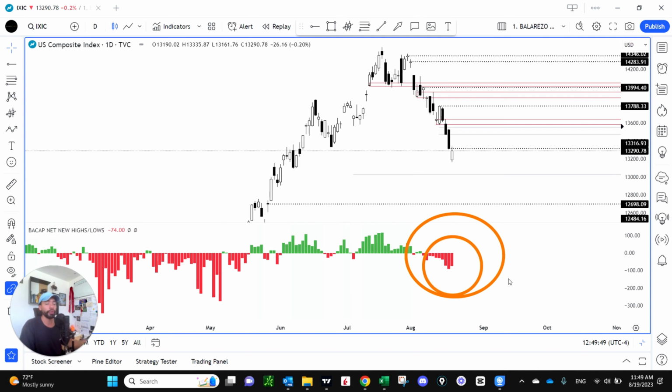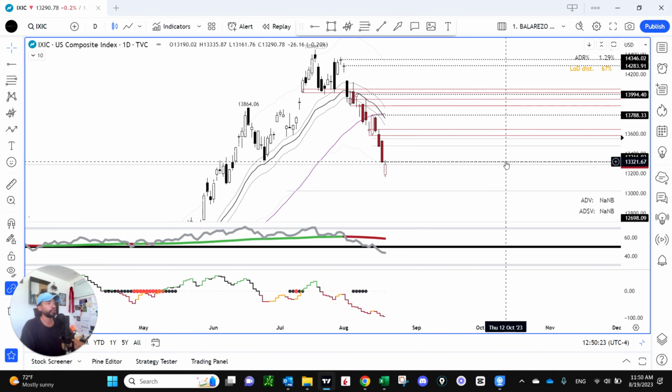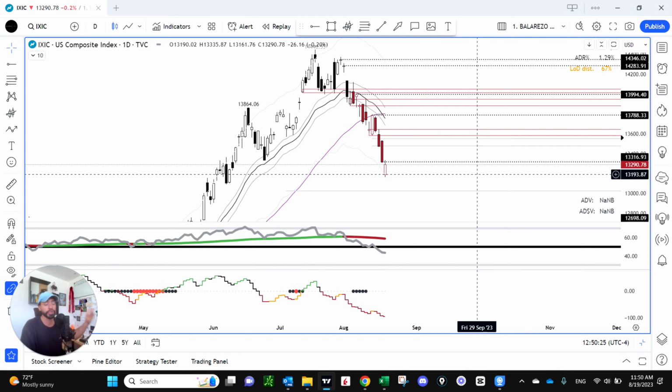So you can see right here that we also have negative highs, meaning that the new 52-week lows are outpacing the new 52-week highs, which basically just means that it's easier to trade to the downside at this moment in time. We didn't have that in the month of June and July, where the 52-week highs were outpacing the 52-week lows. So I think it's really important to understand that the path of least resistance in the Nasdaq Composite is to the downside.